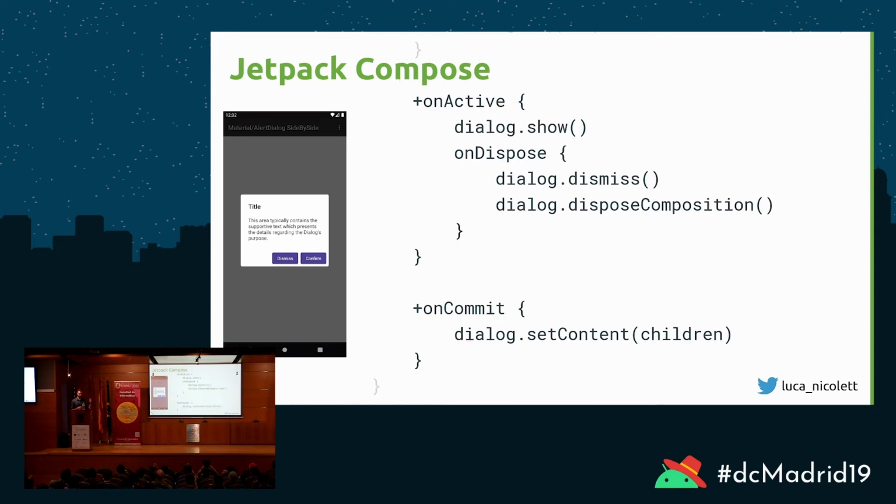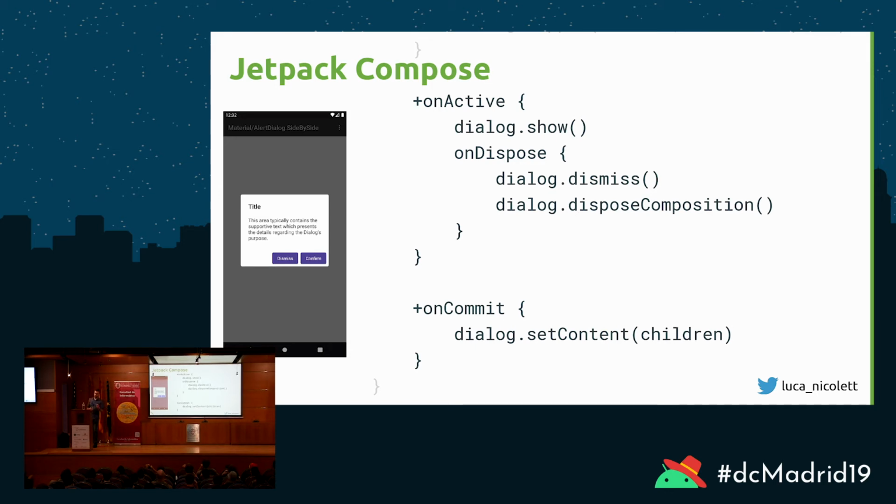Now, going forward, it sets up 3 lifecycle events in the new Jetpack Compose way. And those 3 lifecycle events are on active, on dispose, and on commit. So on active is an effect used to observe the life cycle of the composition. The callback will be executed once initially after the composition is executed the first time, and will never be called again. On dispose is the opposite of on active. So it's what is called when the effect leaves the composition.